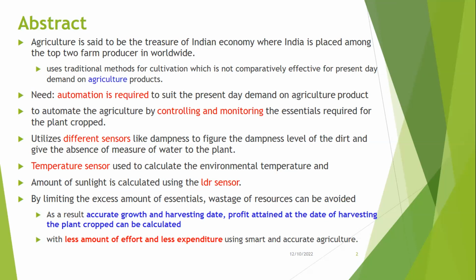plant crop. It utilizes different kinds of sensors, like a dampness sensor to measure the dampness level of the soil and report the lack of water to the plant. It also provides a temperature sensor used to measure the environmental temperature, and an IR sensor is used to measure the amount of sunlight. By limiting the excess amount of essentials, wastage of resources can be avoided. As a result, the accurate growth and harvesting date, the profit attained at the date of harvesting, and the plant crop can be calculated. With less effort and less expenditure, we are able to save this environment.